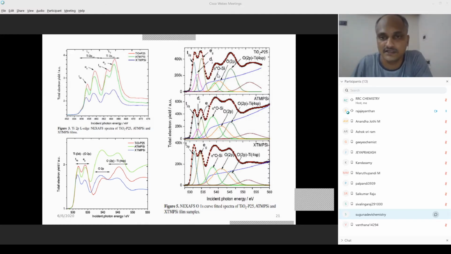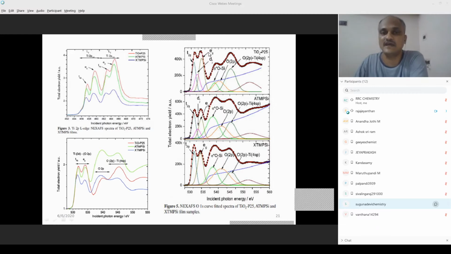If you closely watch the NEXAFS spectra, you can see the T2g and Eg peaks of untreated titanium dioxide having some intensity. When the titanium dioxide is treated with silane in water, you can see a very strong peak of sigma star O-Si bond, which is greater than the titanium dioxide. This shows that in silane in water, the silane is undergoing polymerization, and these polymers are deposited on the surface of the titanium dioxide and not uniformly distributed. It is in the form of patches, and you get a very strong peak of sigma star O-Si.